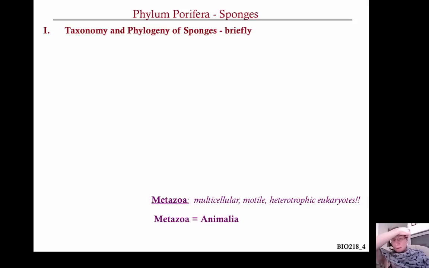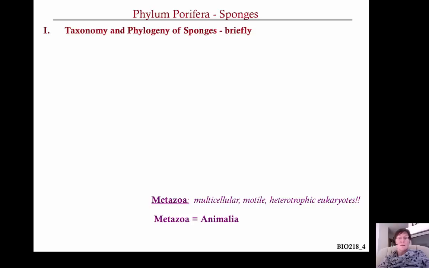So first, if we get into the taxonomy and phylogeny of the sponges, remember now we're into the metazoa, well into them, and remember that the definition of the metazoa is that they're multicellular, motile, heterotrophic eukaryotes. And I bring this up again because when you look at sponges, it's often hard to really imagine that these things are really animals. They don't seem like animals at all. They seem like slightly sort of living rocks or something. But in fact, they really are living organisms and they are animals.